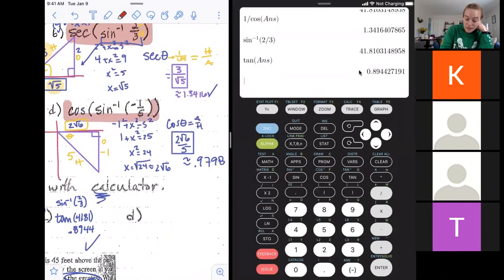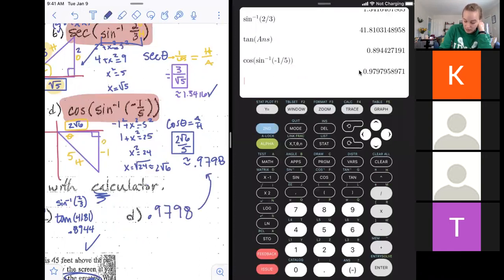All right, the last one's super simple because we're just going to straight plug this in. I have cosine of sine to the negative first of negative 1 over 5. I can press a cosine button. I can press a sine button. So I'm just going to plug it right in. Cosine of second sine, negative 1 divided by 5, close parentheses, and I get 0.9798, which is exactly what I got up there, which is awesome. Okay, any questions so far?